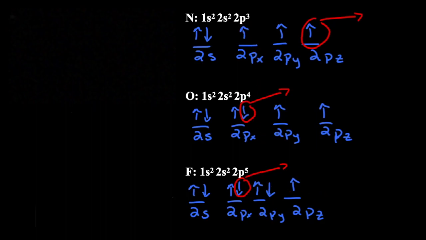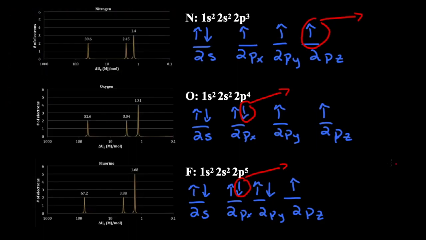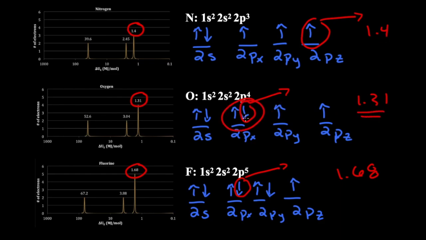And so if we were to pull up a photoelectron spectroscopy graph, it will look kind of like this. And so here are the photoelectron spectroscopy graphs for nitrogen, oxygen, and fluorine. And what you'll notice about this is that the nitrogen has a binding energy of 1.4, and the binding energy for oxygen is 1.31, and the binding energy for fluorine is 1.68. And so these are all the minimum amount of energy required to remove 1 electron.